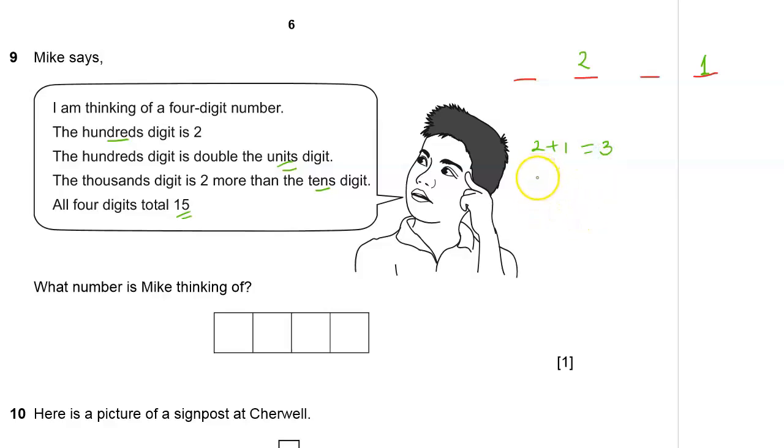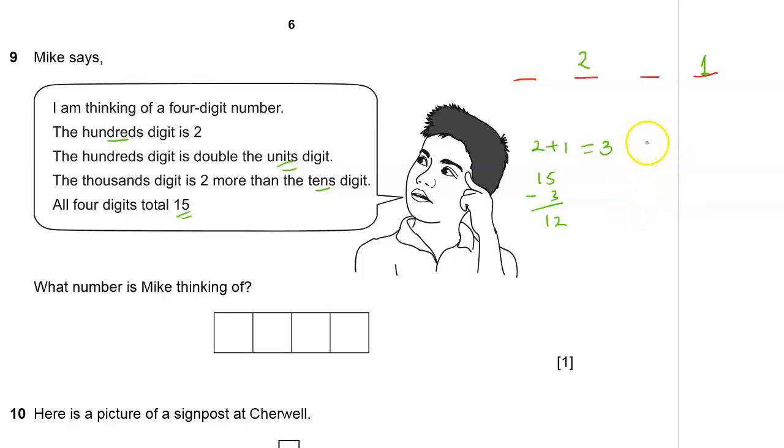And therefore, what is the difference? We already have got 3. So the total should be 15. So 15 take away 3. This should give us 12. So we find 2 digits. When we add them up, we are to get a sum of 12. And therefore, I'll choose some digits here.